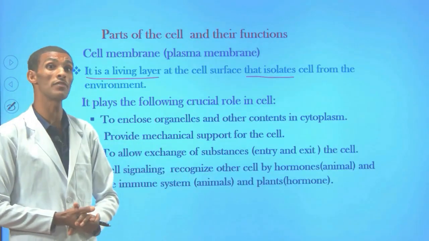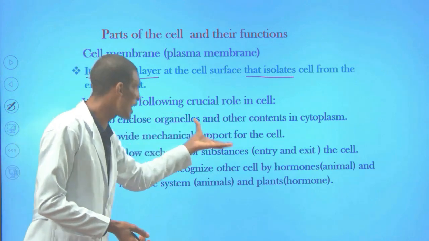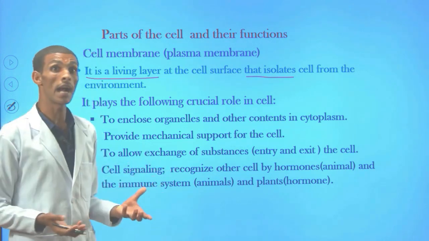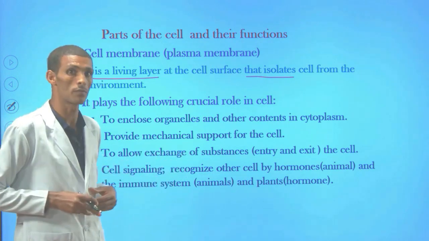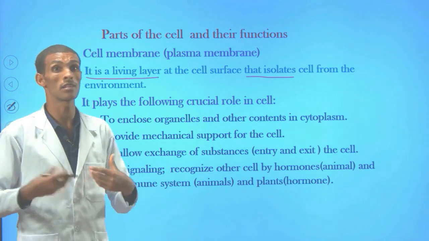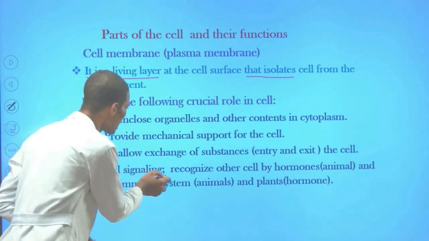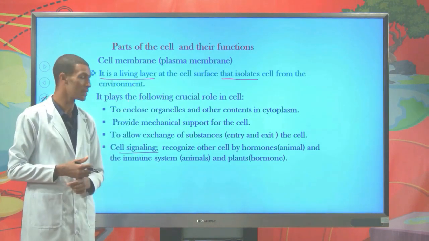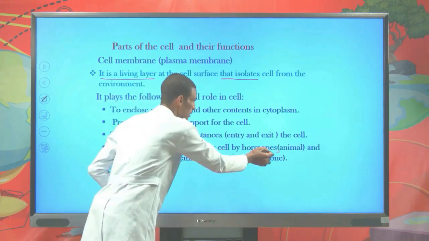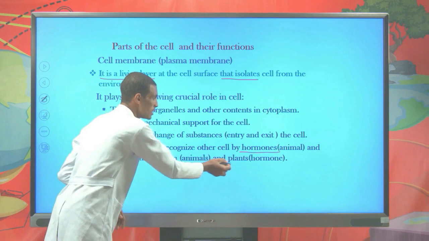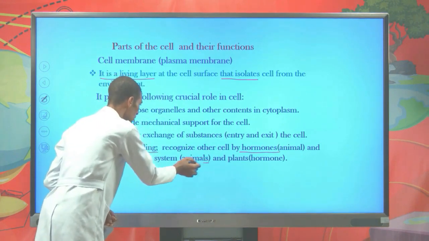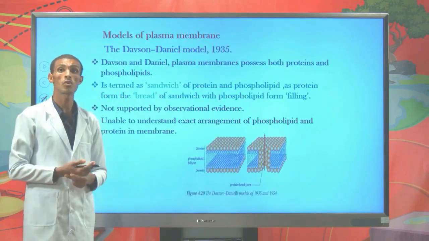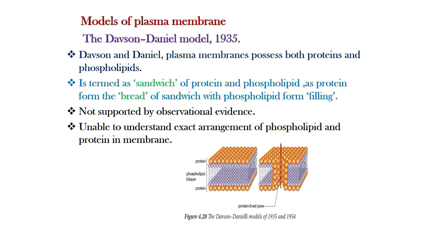The plasma membrane gives so many functions for the cell. For example, it can enclose organelles and other contents in the cytoplasm. As well, it can give mechanical support for the cell. Additionally, it allows the exit of unnecessary substances from the cell, and the entry of the most important substances into the cell. Notice this one: we can have cell signaling. Something that touches or relays over our membrane can be detected by the plasma membrane. There is a detector. In humans and animals, there is a hormone receptor. In another organism, in plants, there is a hormone receptor too. And in the immune system, antibody and antigen can be received because of the surface plasma membrane.